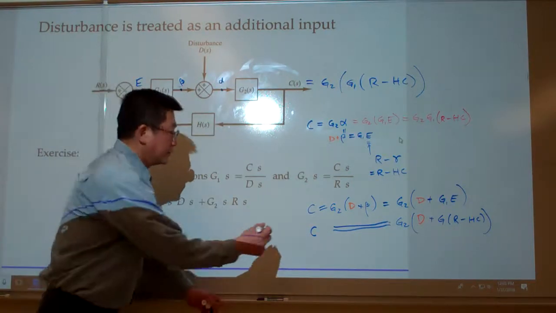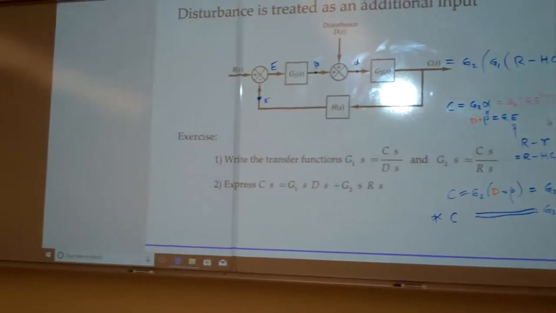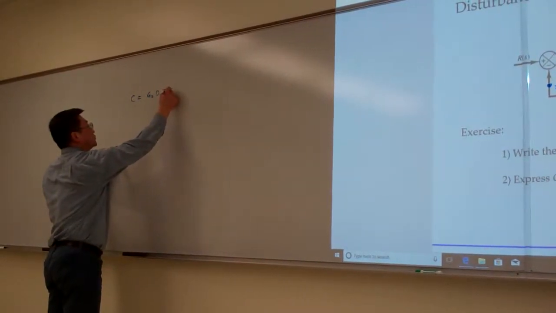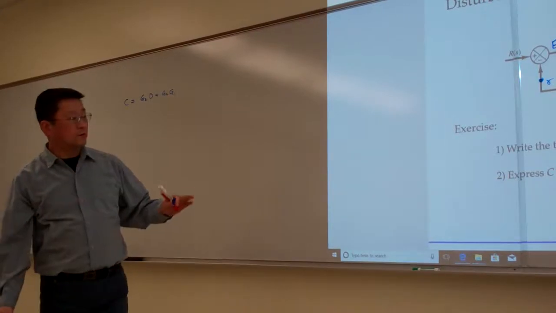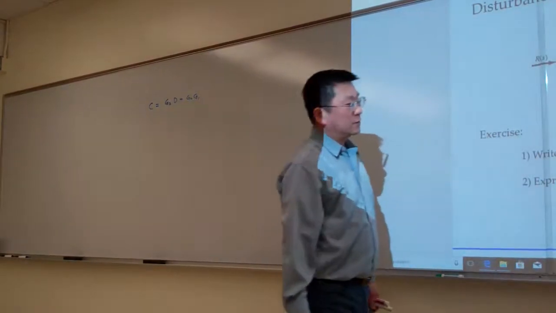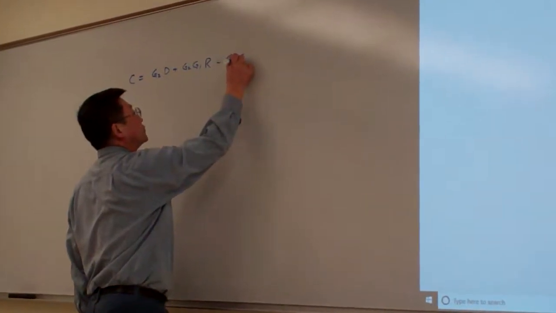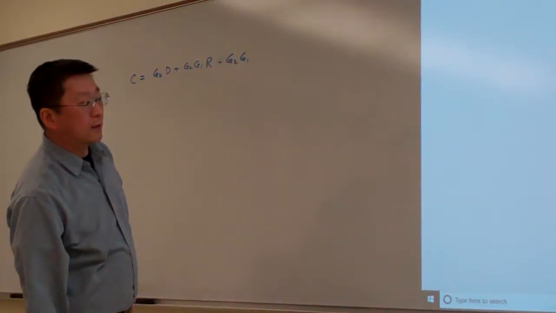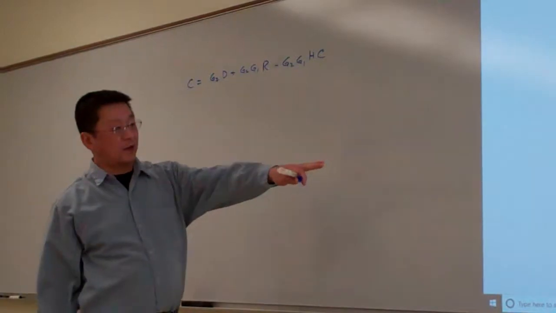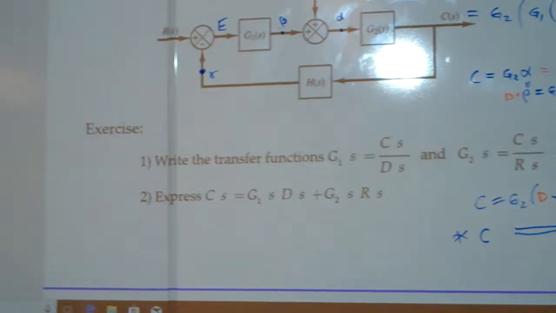Let me work on this one to here. Let me multiply the right hand side. That is G2 times D plus G2, G1 times R, plus minus G2, G1, and HC. Okay? So after I simplify, the right hand side of this equation becomes this. Then I begin to do something here.